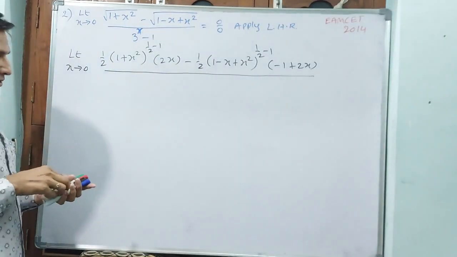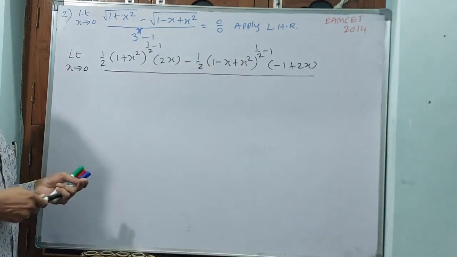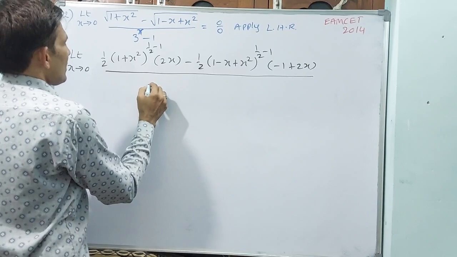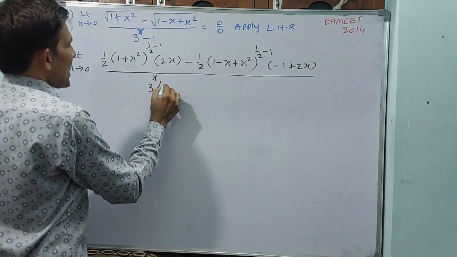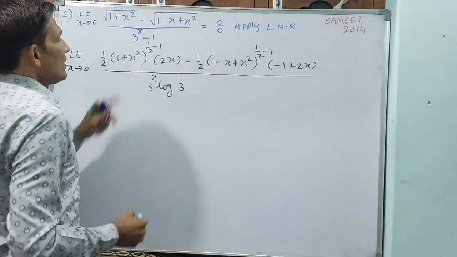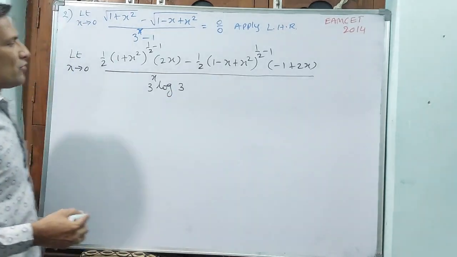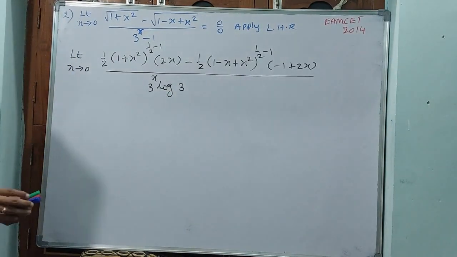A power x means what? A power x log a. 3 power x log 3, minus 1, differentiation is 0. Okay? Now it has come.